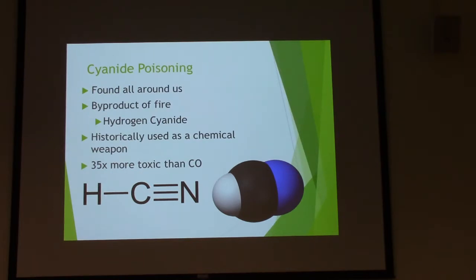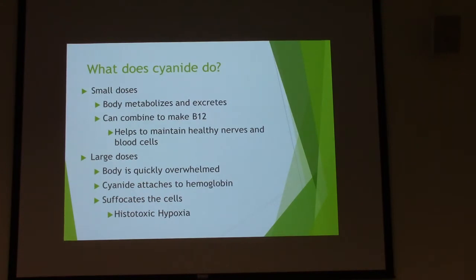Now, cyanide poisoning is a byproduct of fire. The byproduct of fire is hydrogen cyanide, and this can actually be used as a chemical weapon. Small amounts our bodies can handle. It can be combined to make B12, which our body will excrete through urine. And we use B12 to help maintain healthy nerve and blood cells.